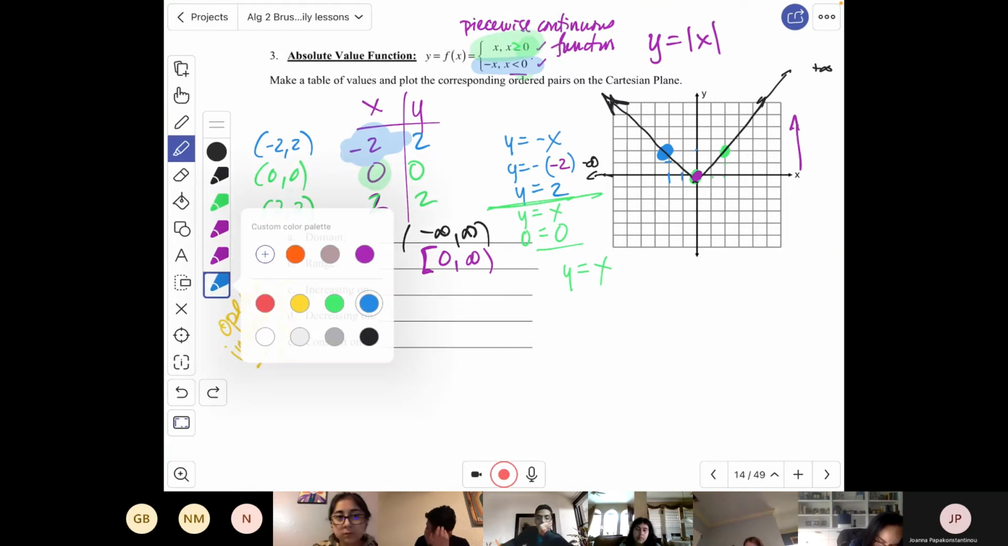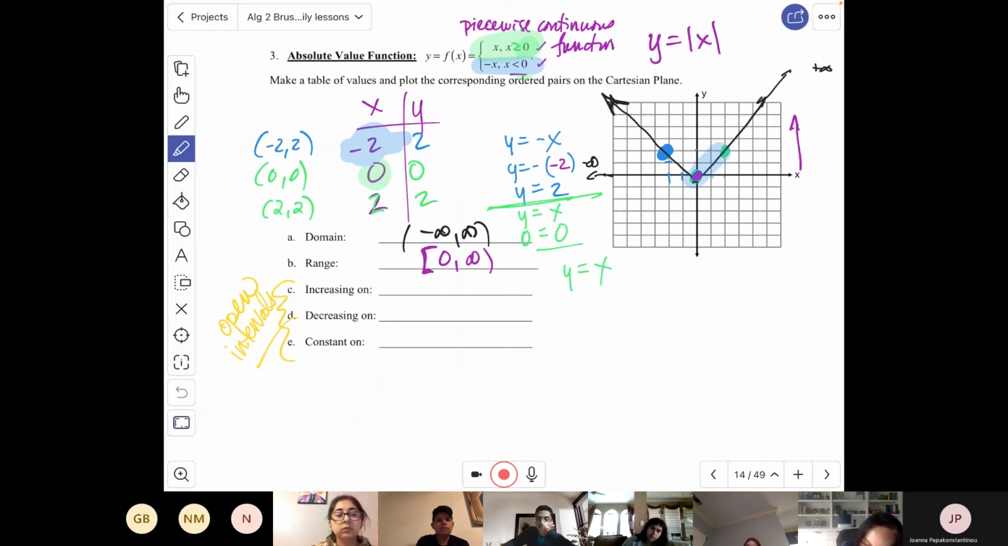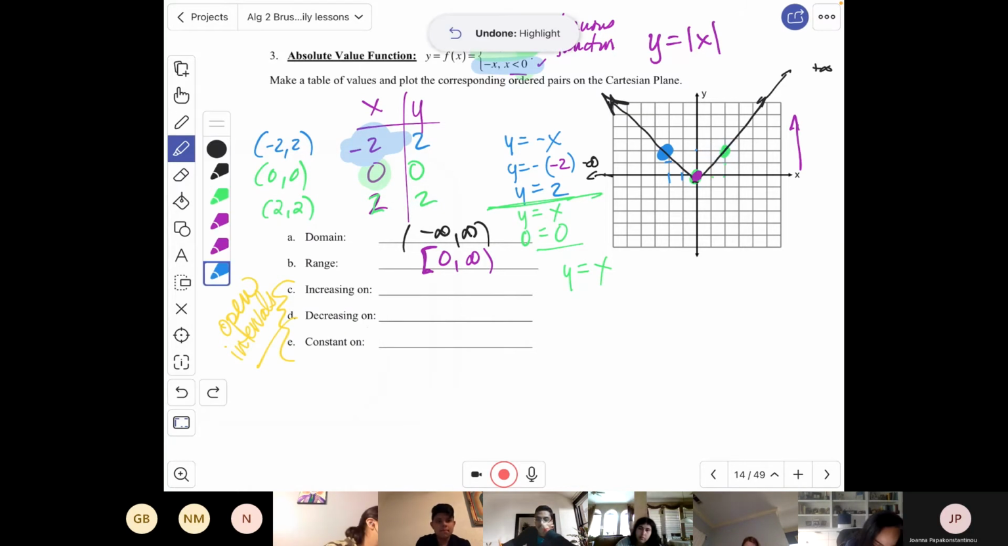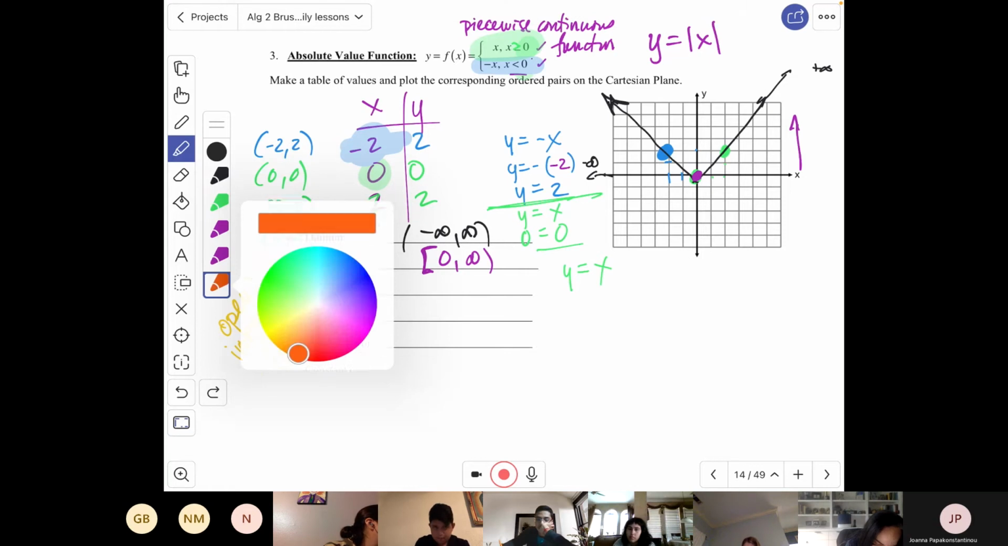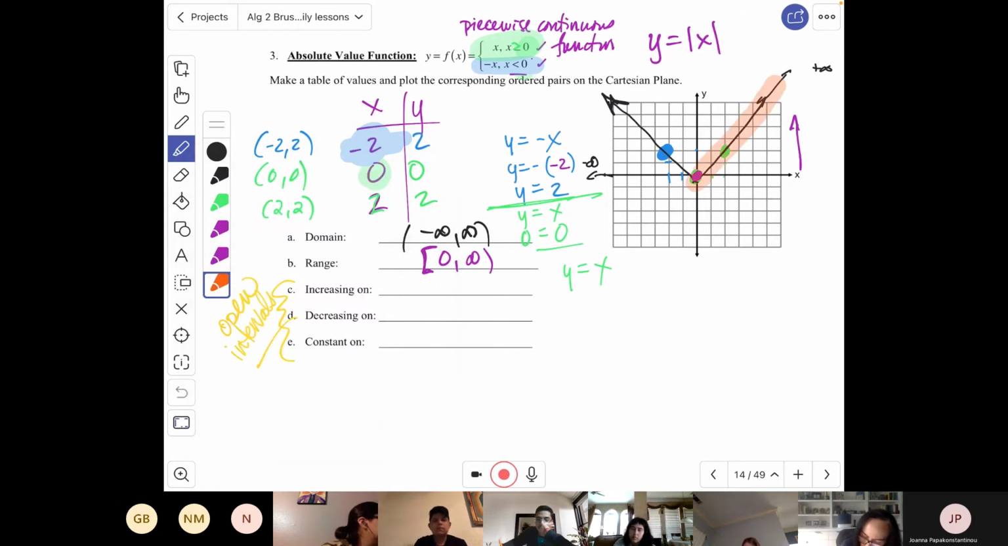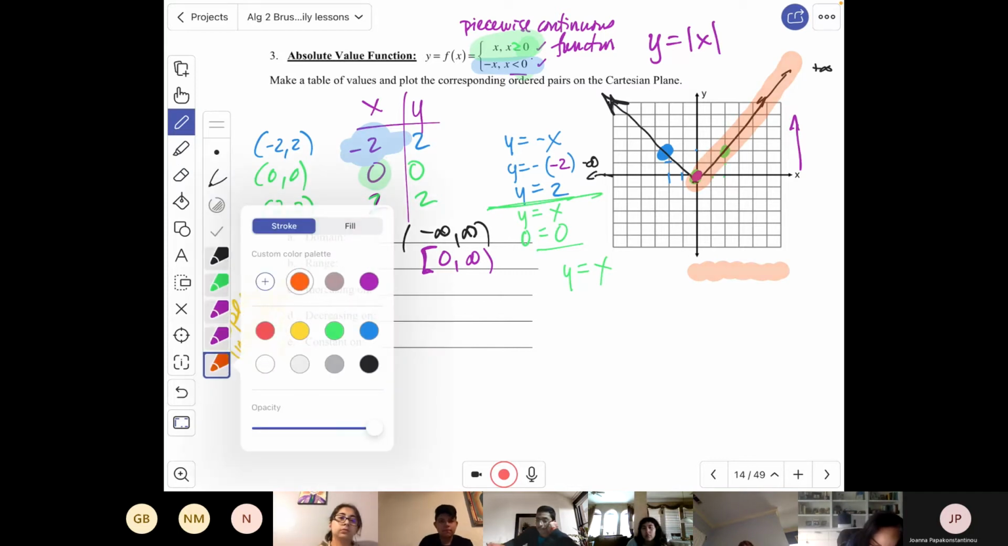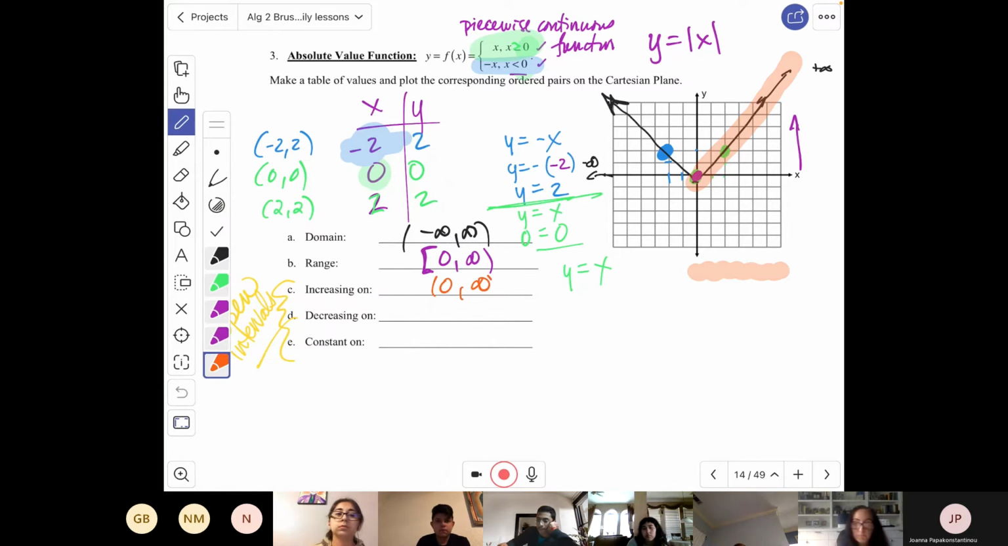Now, how did we find that? I'm looking for where the function is increasing, so the y values are getting bigger on that interval. It's this interval here. That interval is 0 to infinity. Only in this interval are the y values getting larger. Does that make sense?